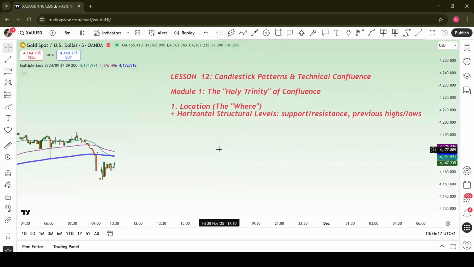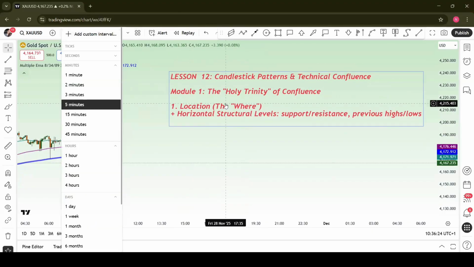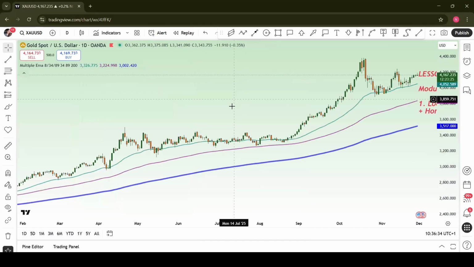And one tip for you: if you want to identify a reliable support or resistance zone, we should seek for them in a bigger time frame. And for me, I usually seek them in the daily time frame first. All right, in the daily time frame first.